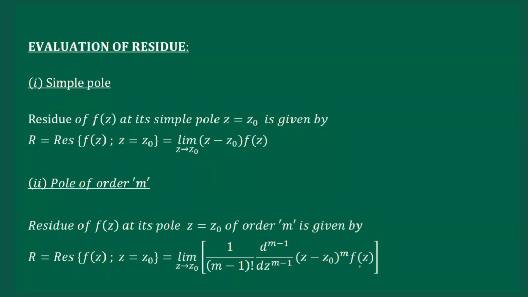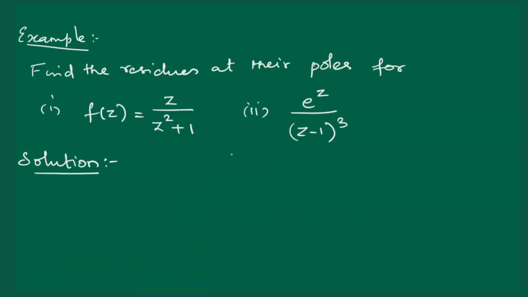f of z is the function given in the problem. So for that function, we calculate the residue at the poles. Whenever the pole is a simple pole, we apply the first formula, and when it is a pole of order m, we apply the second formula. Now let us see a simple example of how to calculate the residue at the poles.